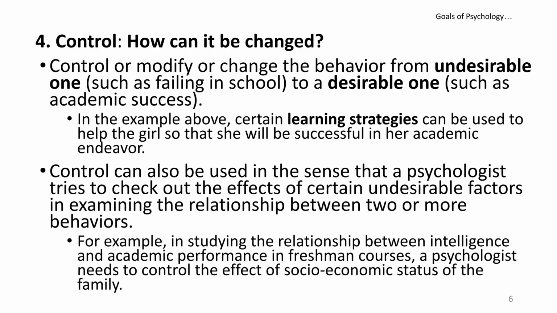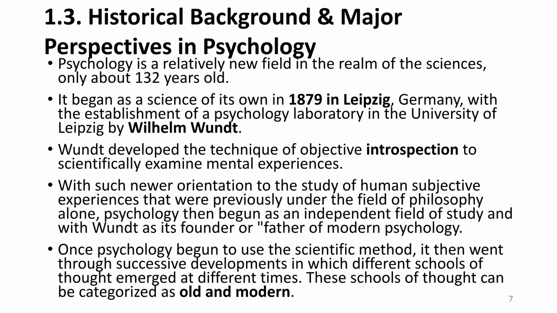Control is also used to check the effects of undesirable factors when examining relationships between behaviors, such as controlling socioeconomic status when studying intelligence and academic performance. Psychology began as a science in 1879 in Leipzig, Germany, with Wilhelm Wundt establishing a psychology laboratory. Wundt developed objective introspection to study mental experiences, earning him the title of Father of Modern Psychology. This marked psychology's emergence as an independent field.